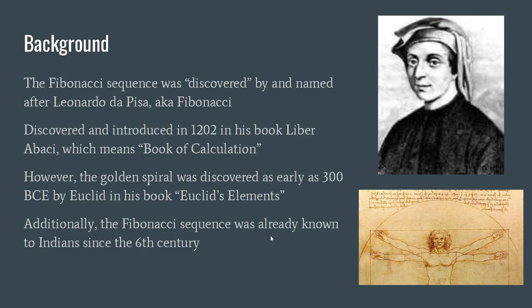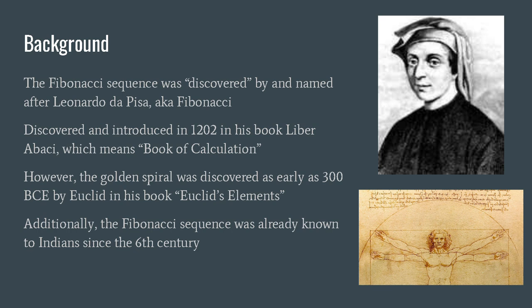All right, so next we're going to talk about some of the background of the Fibonacci sequence. It actually has a lot of history. First of all, it's named after Fibonacci, who quote-unquote discovered it. We'll talk about that in a second. He was actually a man named Leonardo da Pisa, who essentially just decided he wanted his name to be Fibonacci one day. And he quote-unquote discovered that sequence. It was introduced in his book Liber Abaci in 1202, which essentially means Book of Calculation.